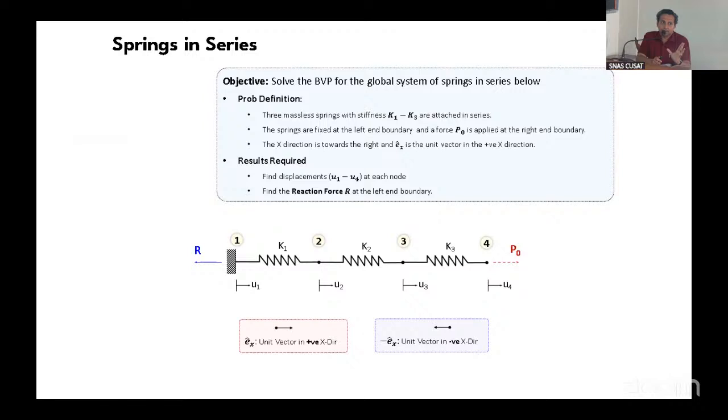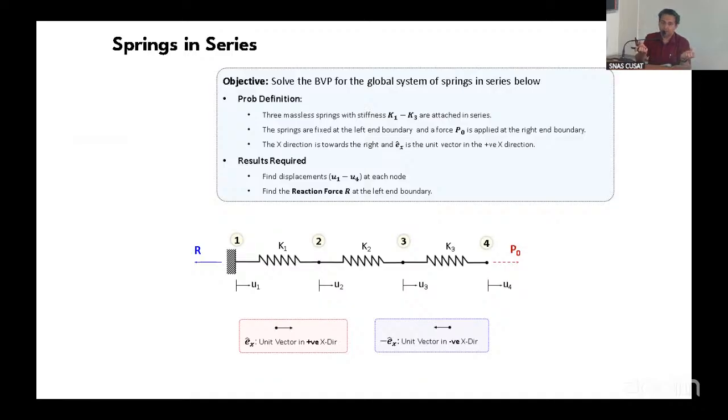So the key thing is, choose a very simple problem, like one of the simplest problems, and apply the concept to it, and do a hand calculation on it. So for example, springs in series. Now when you're talking about springs in series, we are talking about the axial bar problem.